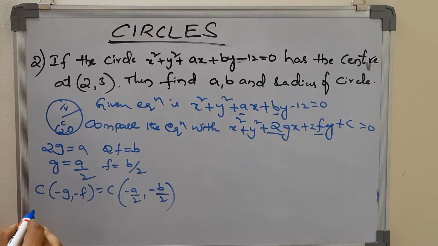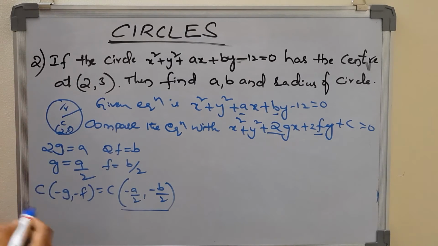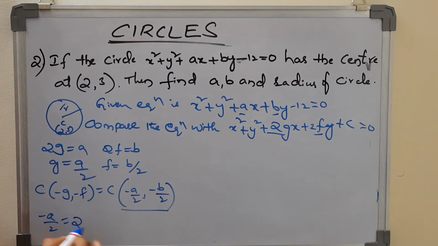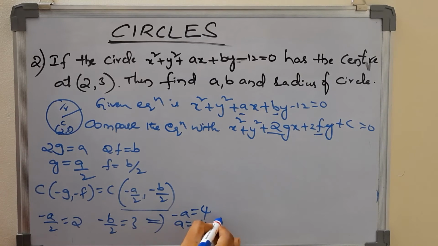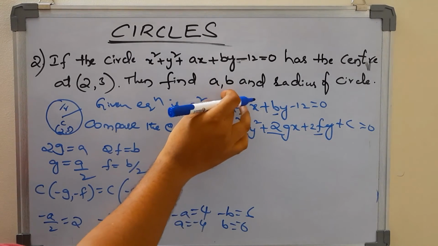But the center is given in the question only. That means (2, 3). So we have to equate this one with this. So minus a by 2 is equals to, what is the first coordinate here? 2. And minus b by 2 is equals to 3. Minus a is equals to 4, a is equals to minus 4, and as well as minus b is equals to 6, b is equals to minus 6, right? So we know the values of a and b.